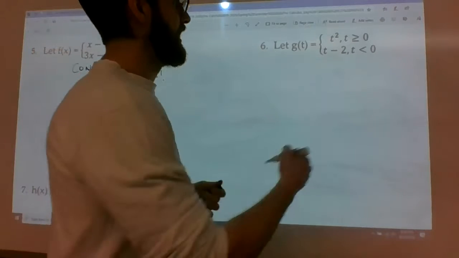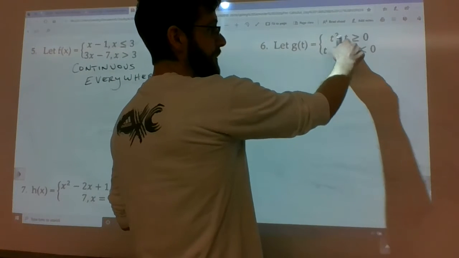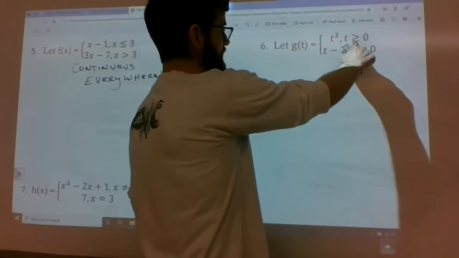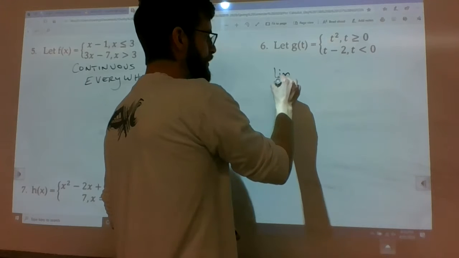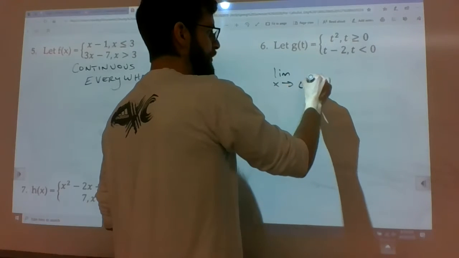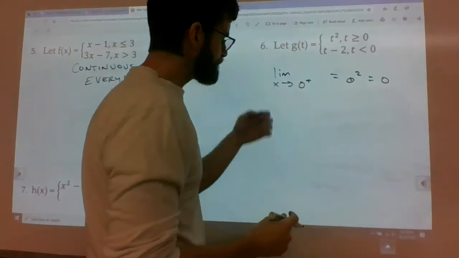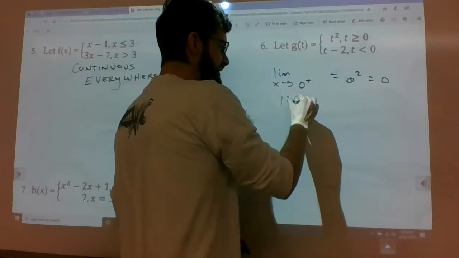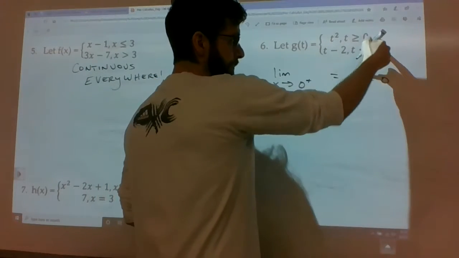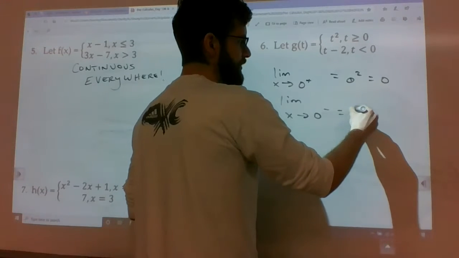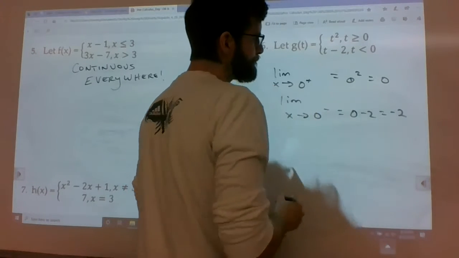So, plug in the limit from, in this case, that's the right. The limit as x approaches 0 from the right is equal to 0 squared, which is 0. The limit as x approaches 0 from the left would be the bottom in this case, which is 0 minus 2. It's negative 2.